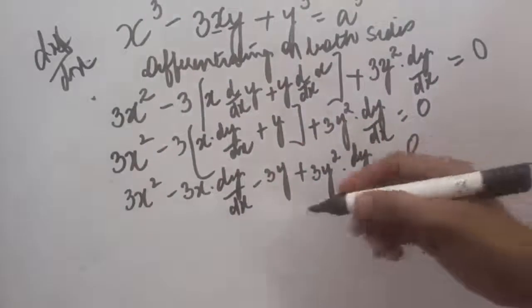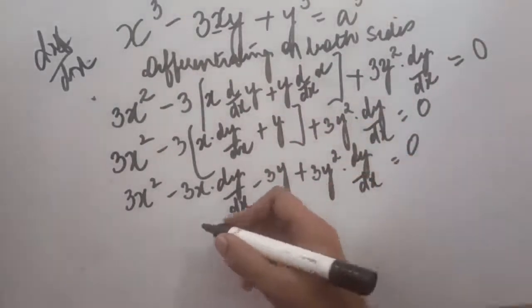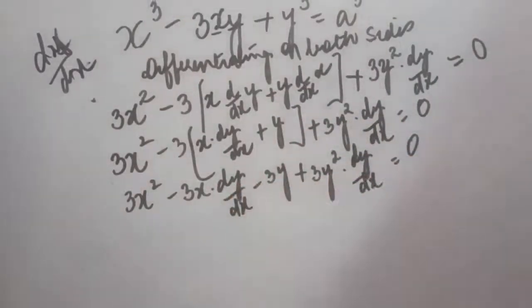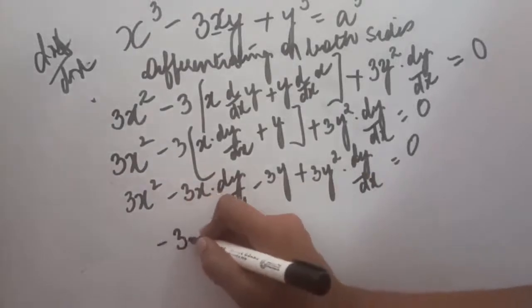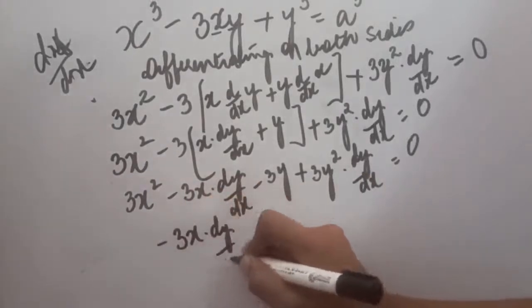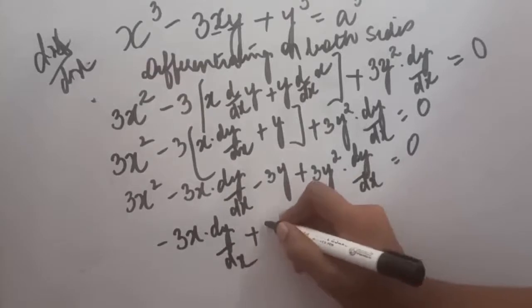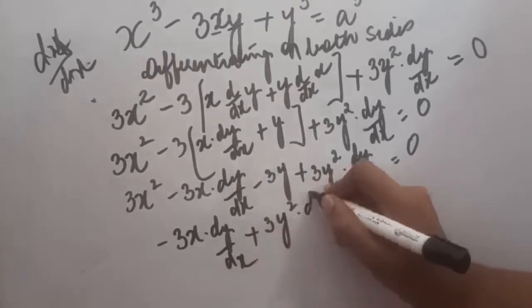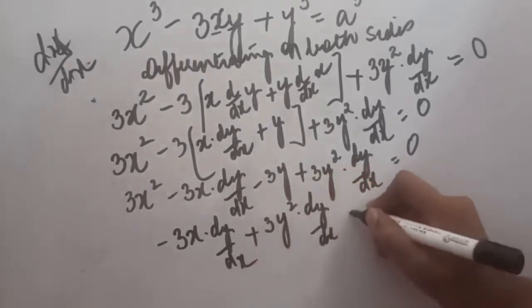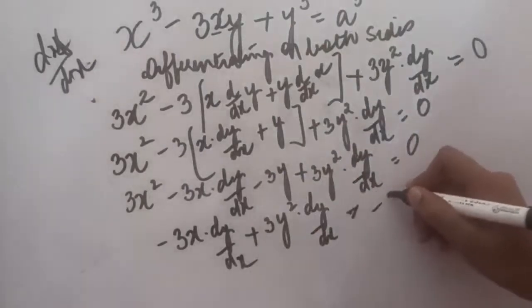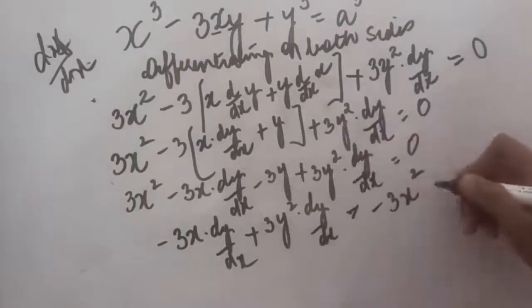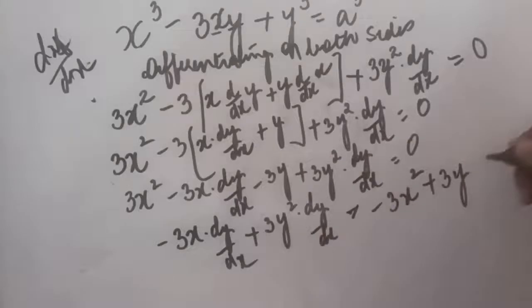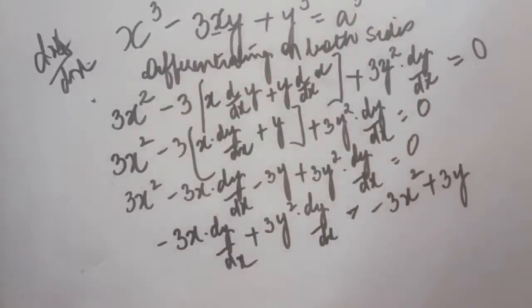So we will keep those values on the left hand side. The first value that we have is minus 3x into dy upon dx, and the second value is plus 3y square into dy upon dx. The rest I am taking on the right hand side, so it will be minus 3x square plus 3y.